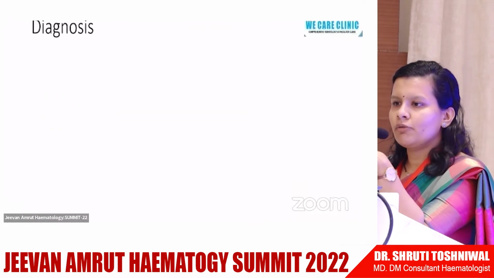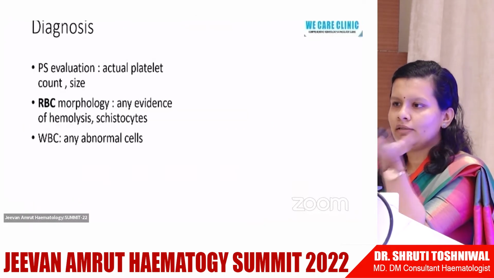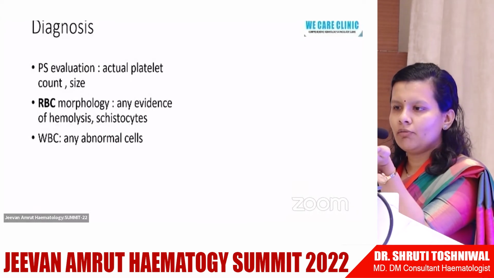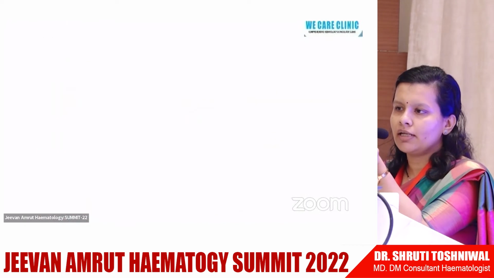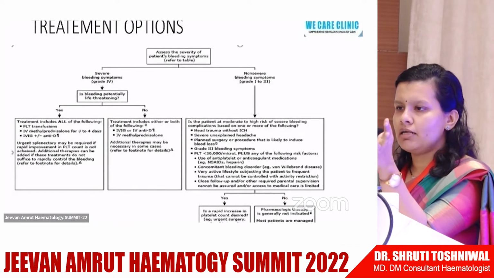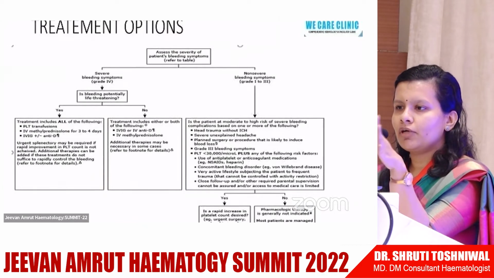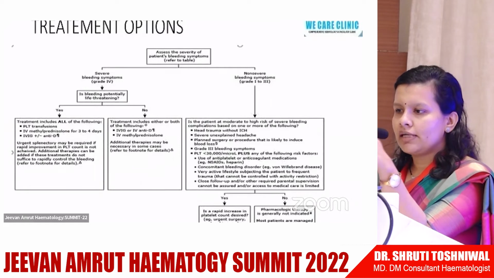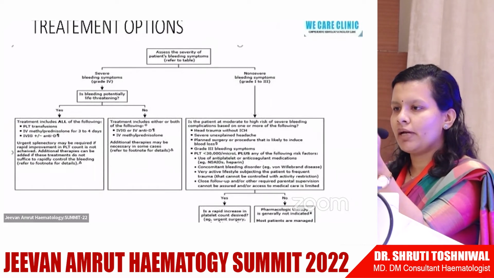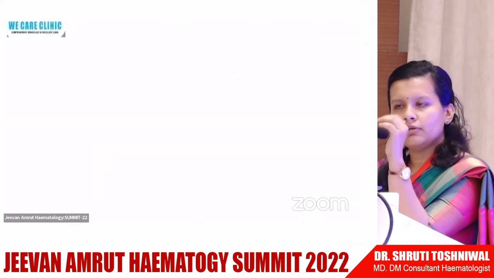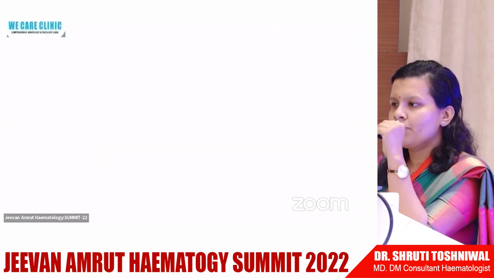So the diagnosis is just on peripheral smear. We calculate the actual platelet count, the size, any other evidence of hemolysis, any abnormal cells, and bone marrow megakaryocytic hyperplasia. The treatment is the standard treatment of ITP. We see whether he has severe or non-severe bleeding symptoms, then decide whether to give steroids, IVIG, plus or minus. So this is the standard treatment of post-dengue ITP.